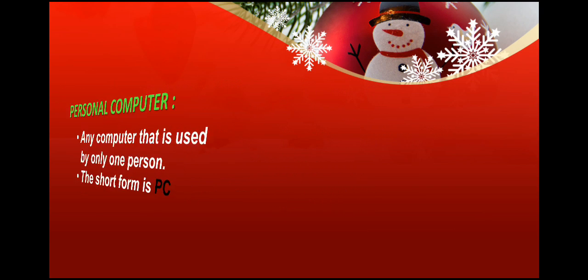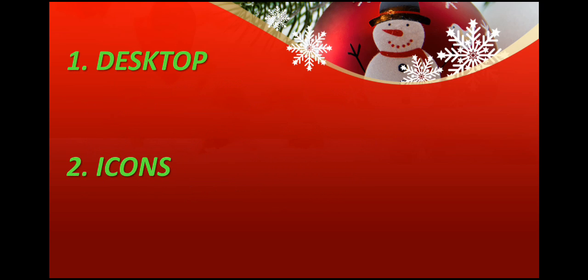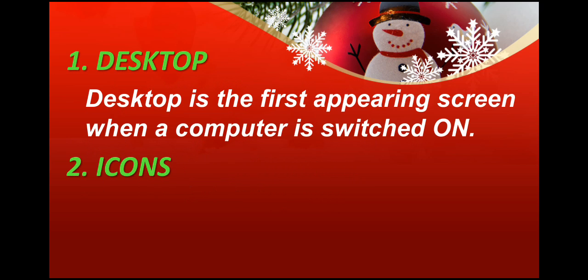Let's start our topic, desktop and icons. Let's look at the definition of desktop. Desktop is the first appearing screen when a computer is switched on. When we turn on our computer through proper steps, the first screen that appears, which has small pictures like icons on it, a small horizontal strip called the taskbar, and a wallpaper on it, is called a desktop.